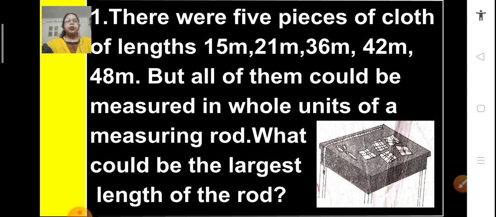So what is problem number 1? There were 5 pieces of cloth of lengths 15 meter, 21 meter, 36 meter, 42 meter and 48 meter. But all of them could be measured in whole units of a measuring rod. What could be the largest length of the rod?